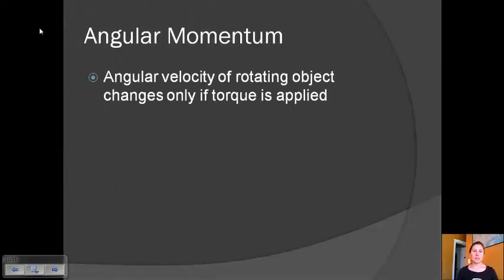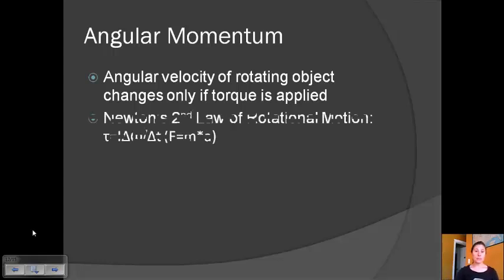Okay, so the last part that we need to look at is angular momentum. Since we talked about rotational motion in Chapter 8, let's talk about how that rotation applies to momentum and impulse. So the angular velocity of a rotating object changes only if a torque is applied. And if we look at Newton's second law of rotational motion, which was traditionally based on Newton's second law for linear motion, which is force is mass times acceleration, torque becomes our force, the moment of inertia becomes our mass, and our angular acceleration is our change in angular velocity over the change in time.